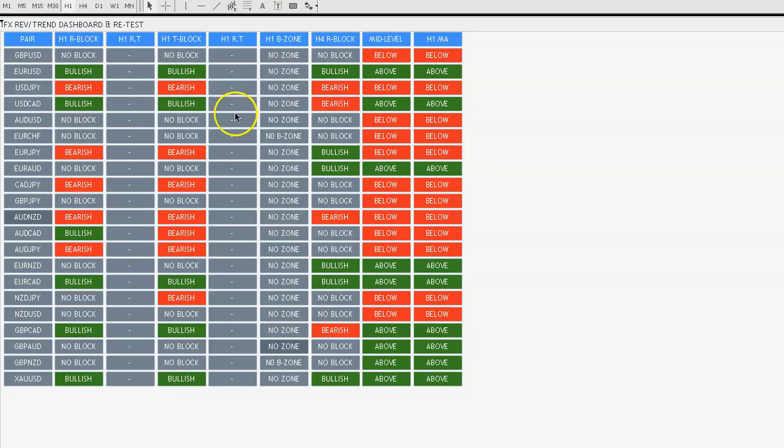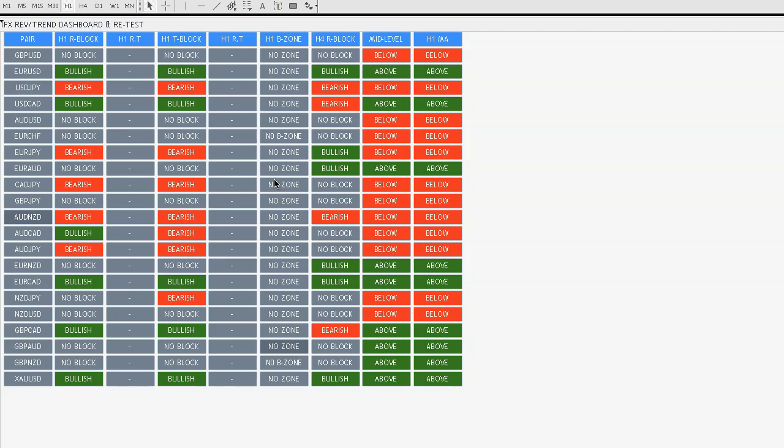Okay, so here's the dashboard. Right here we have our B zones. If we have anything in the zone, it's going to tell us, hey, we have something in the zone. That means the price is back in the blocks. So this is stage number 2, when it says the zone. So how do we move on?